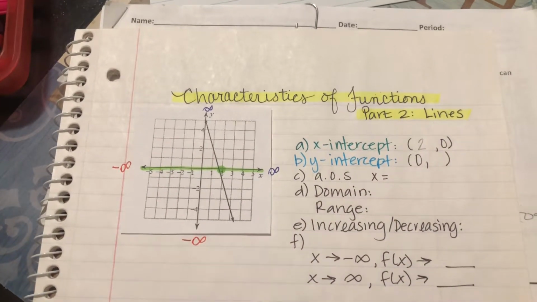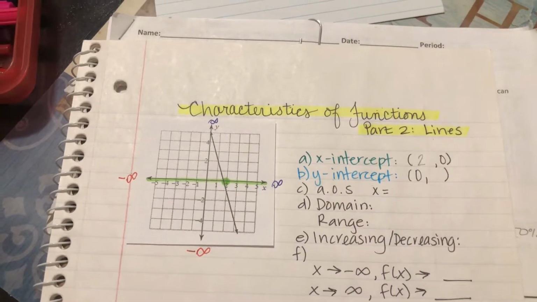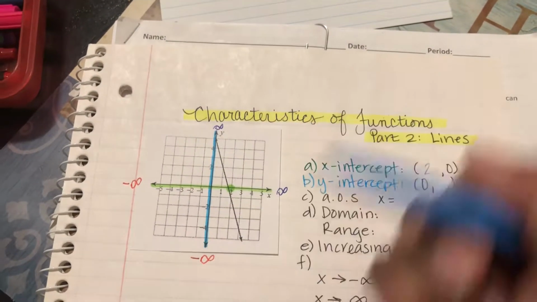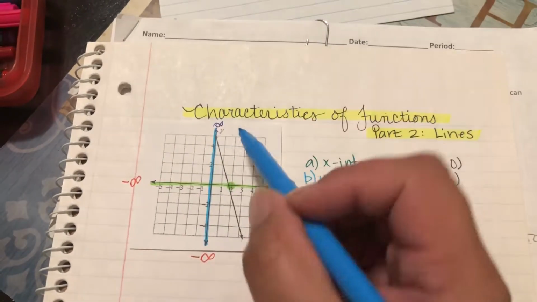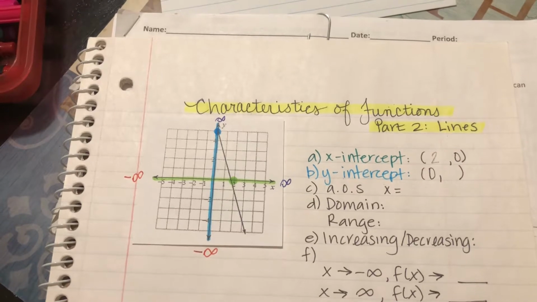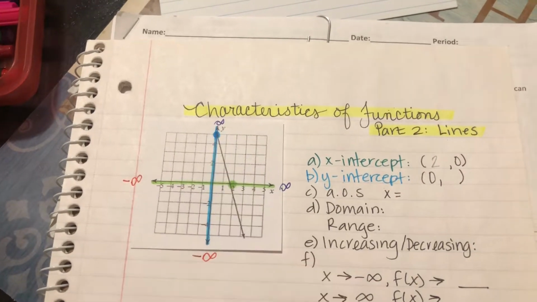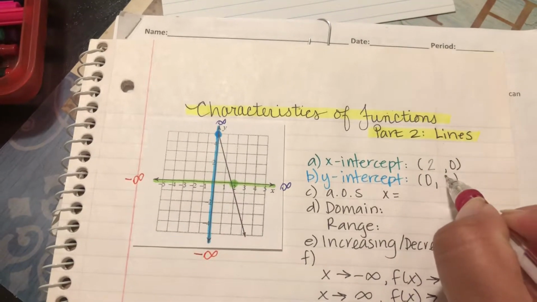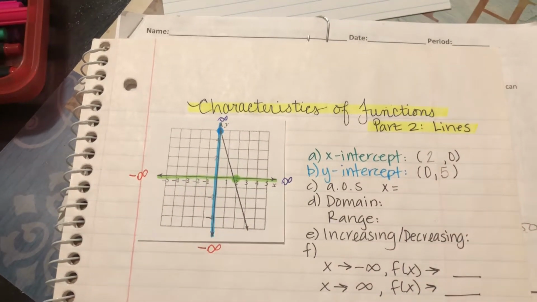Now we're talking about y-intercept. Okay, now where does this touch the y-axis? This right here. Okay, so on my graph, it touches right here, which is 5. There's no number, but it's directly on that line. So I'm going to go ahead and we have a 0 and a 5.